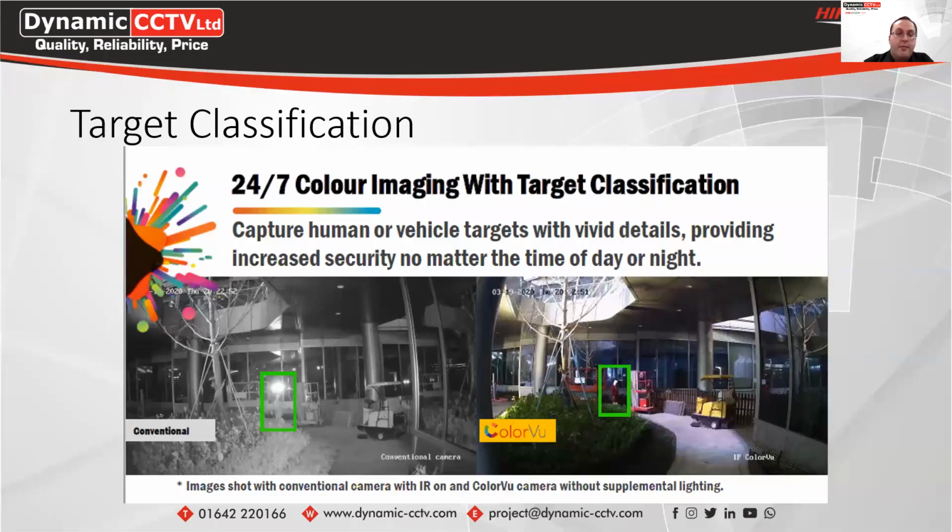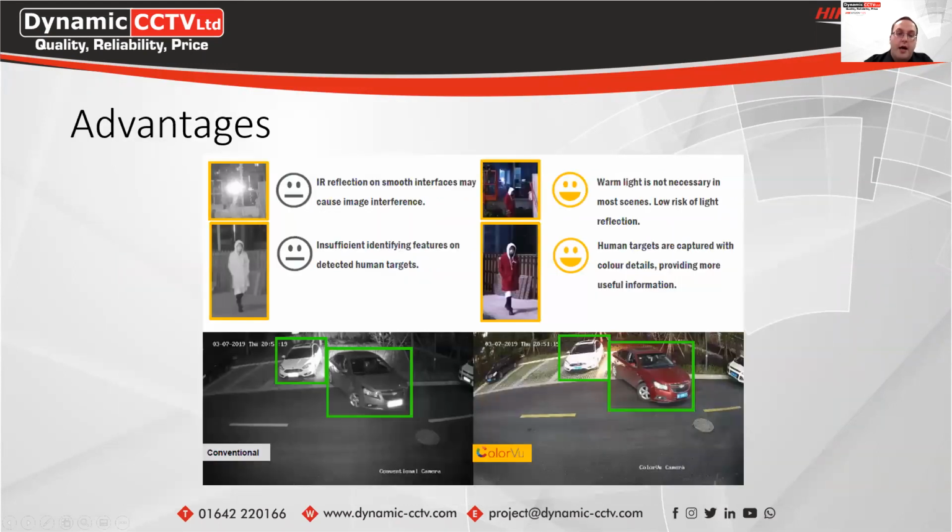So this is the comparison between a standard camera with Acusense and a ColorVu camera with Acusense. You can see the difference in the image. There isn't the IR glare back from the windows. It's giving you a much clearer image with the Acusense technology than it would achieve with IR in the same kind of scenario. And again, the difference with vehicles as well.